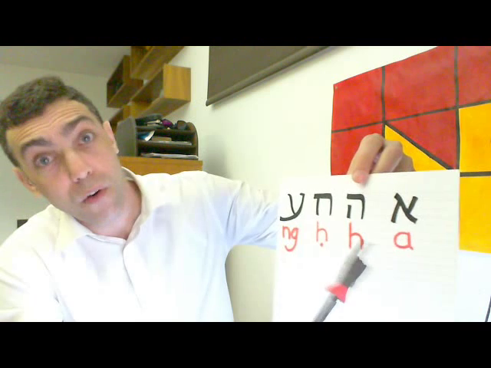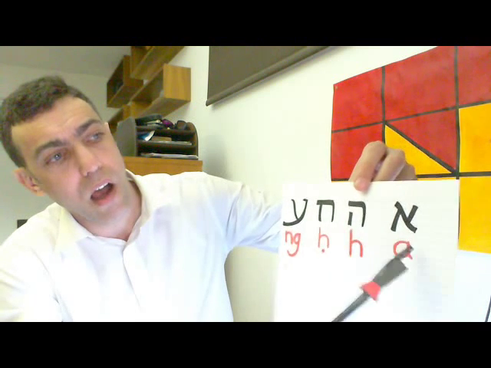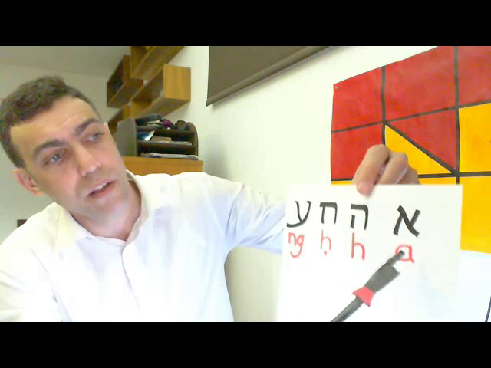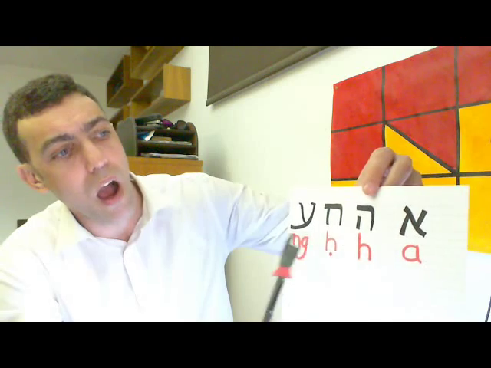And here we have our 4 gutturals. A, ha, hang. So we learn them with this word, ahahang.